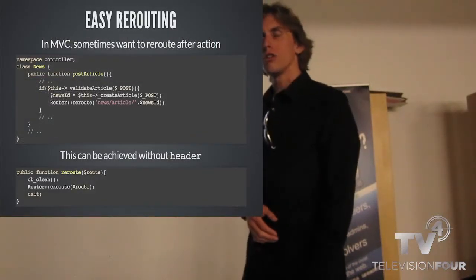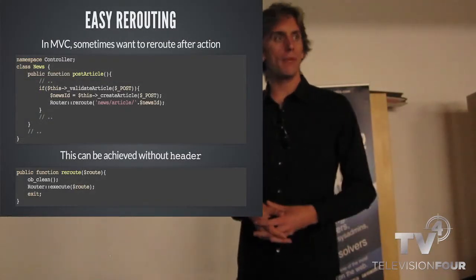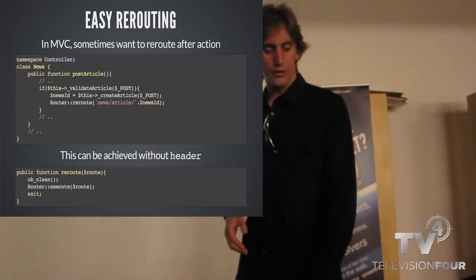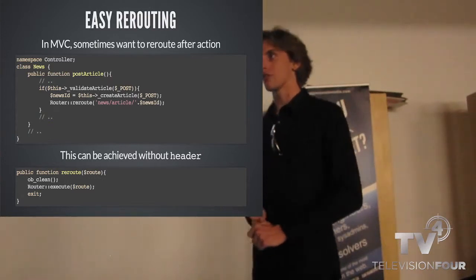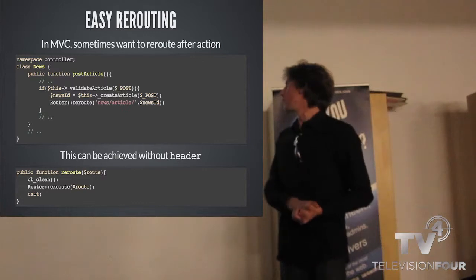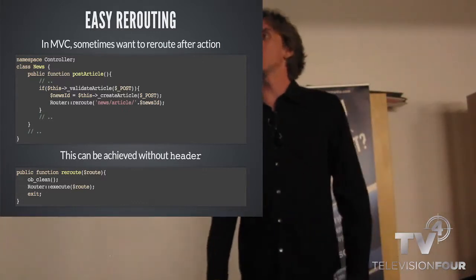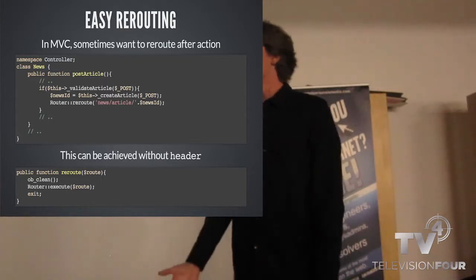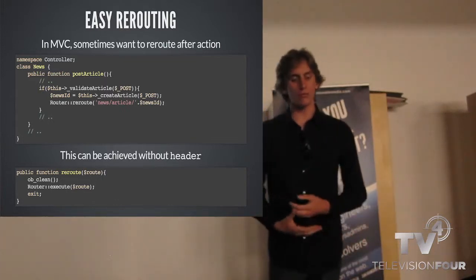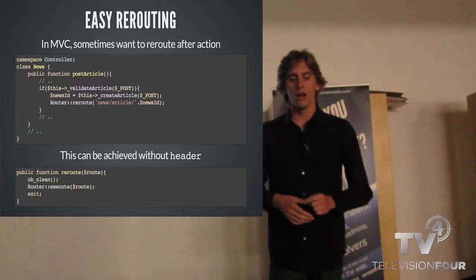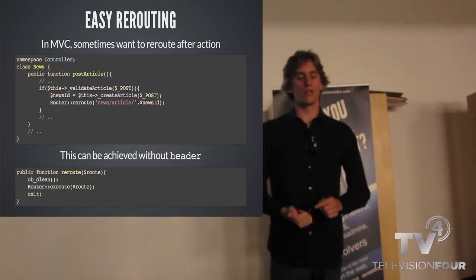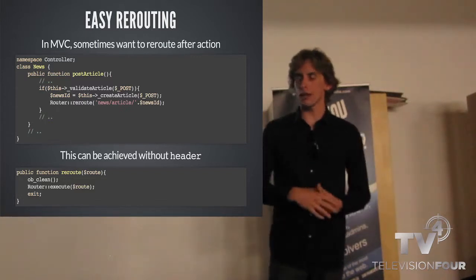Now, I mentioned that you can use output buffers for rerouting. What I mean by that is essentially as follows. Sometimes in MVC we have something like this. We have a post article, and basically we accept some post data. Let's say the post data validates. At that point, we want to create an article, right? We'll get a news ID back, and then we want to send the user on to a different page. We want to show the user what they just created.